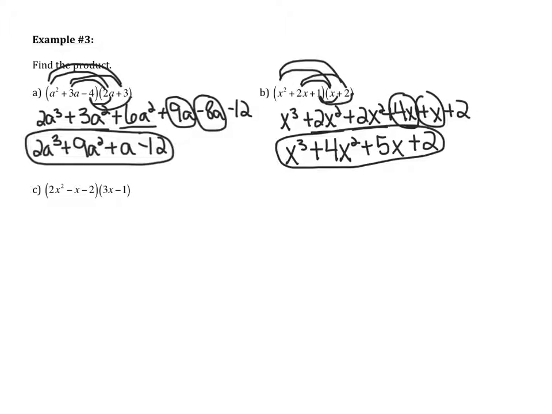2x squared minus x minus 2 times 3x minus 1. So just take each term in the first parenthesis times each term in the second parenthesis. So 2x squared times 3x, 2 times 3 is 6. X squared times x is x cubed.